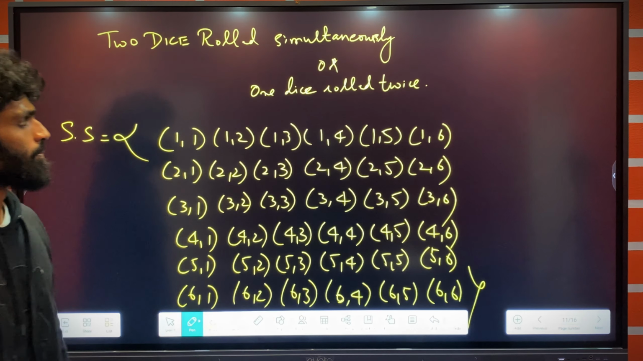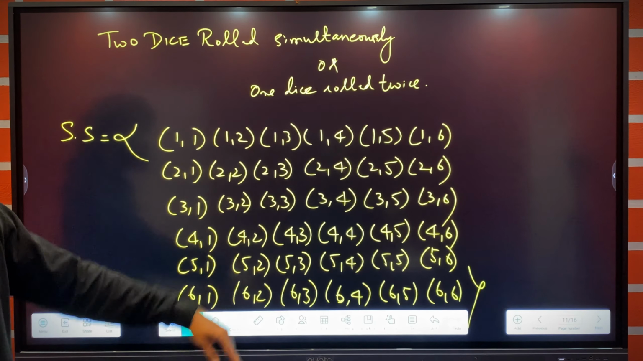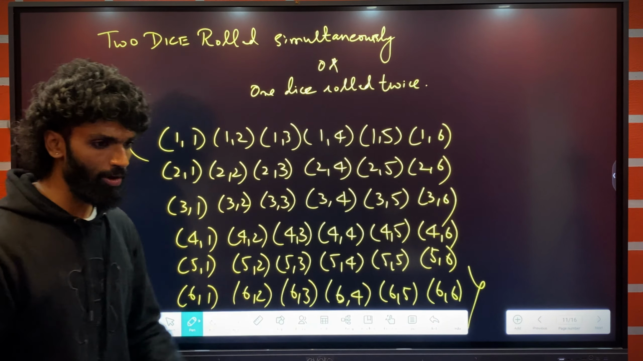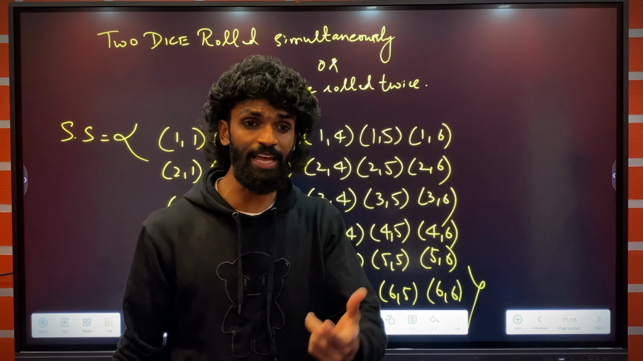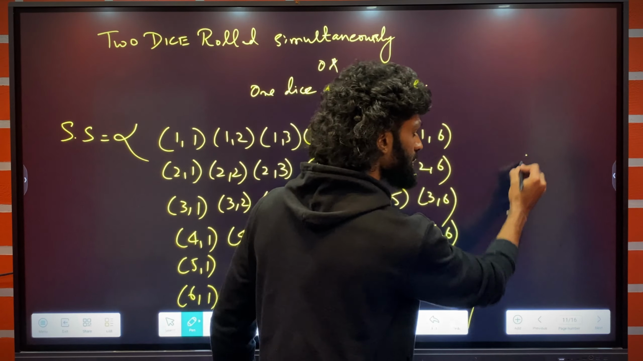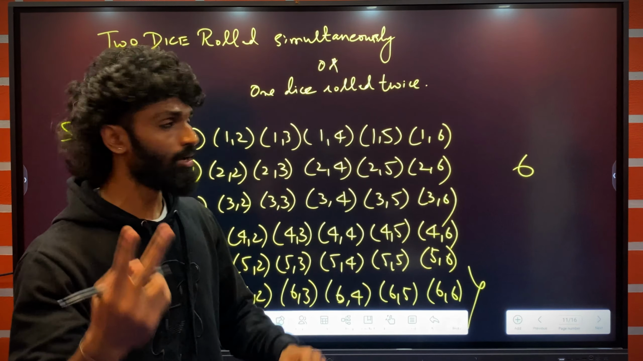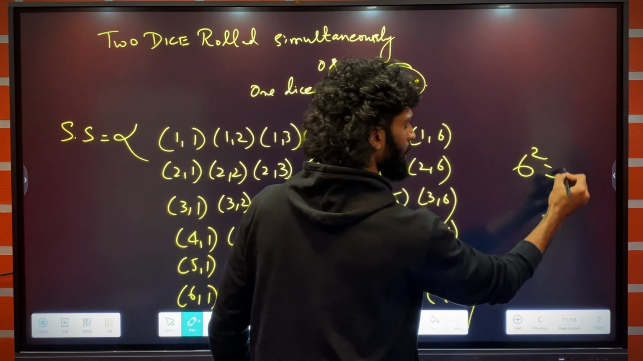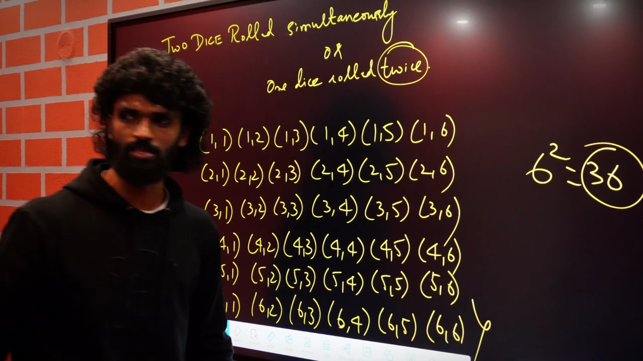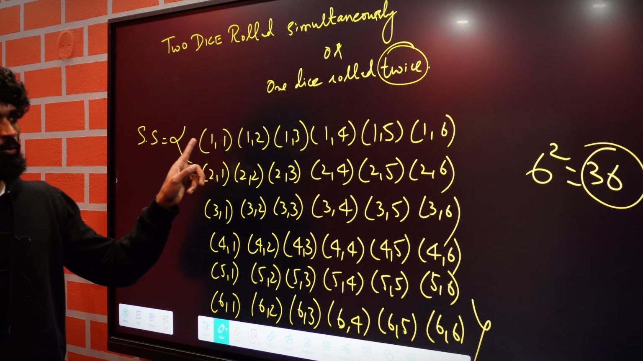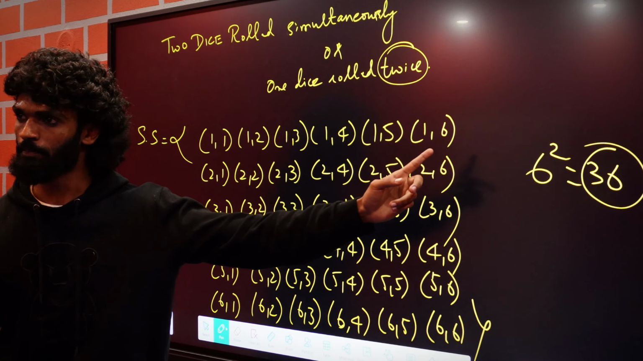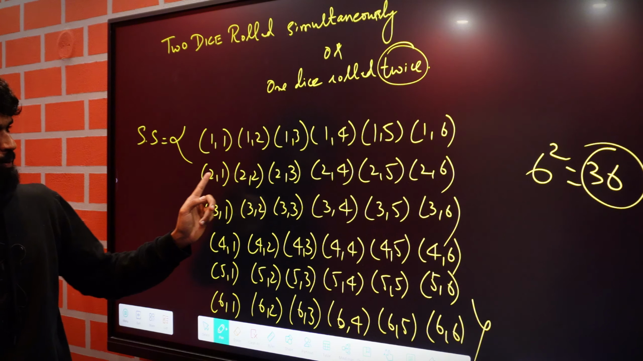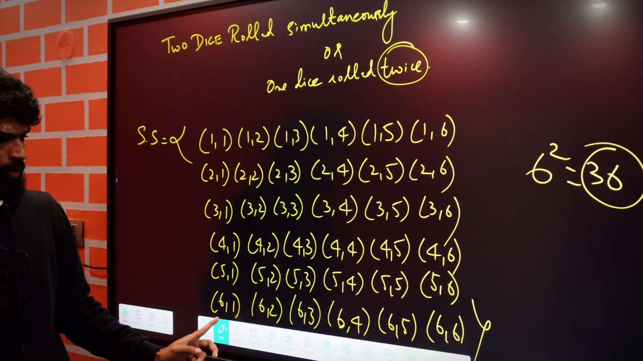This is for rolling twice. Now how do you find so many things? Very simple. First of all, just like a coin has 2 faces, a die has 6 faces. This time I am rolling 2 dice. So 6 squared is 36. I am expecting 36 answers. Very simple to write. 1, 1, you start, you go up to 1, 6. Same thing, you go 2, 1 to 2, 6. The same thing you do up till 6, 1 to 6, 6.